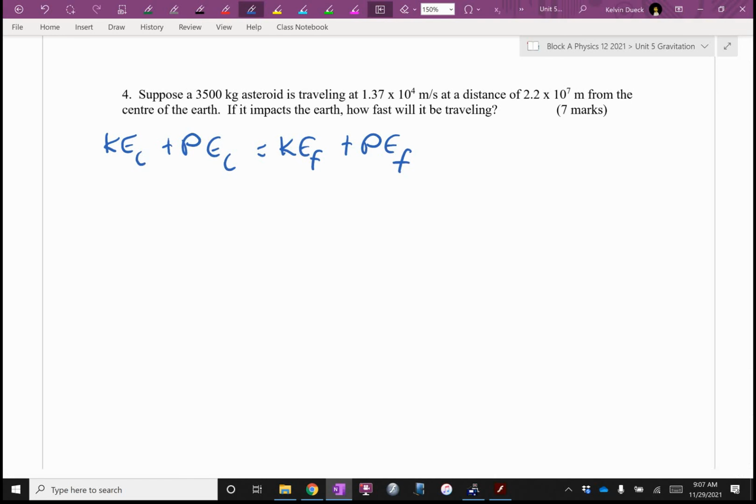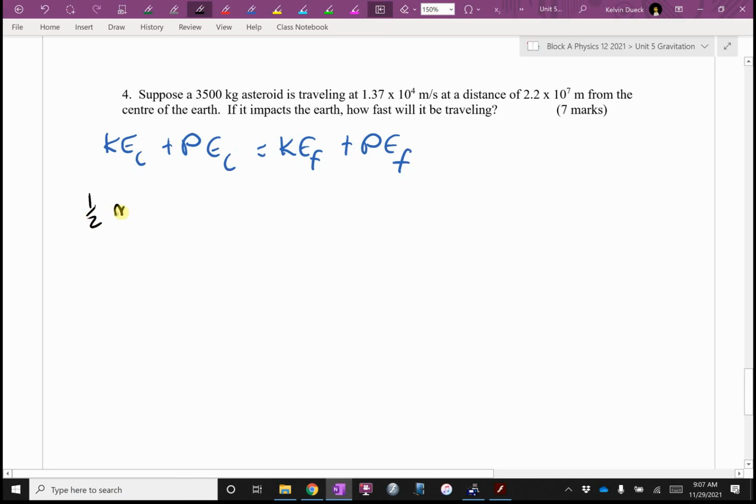Are any of these 0? How could I make one of these 0? I could say the asteroid started at rest. That would make that 0. Or I could say we started from a very, very far distance away. That would be my way of saying, let's pretend we started at infinity, and you could let the initial potential be 0. But sadly, nothing.